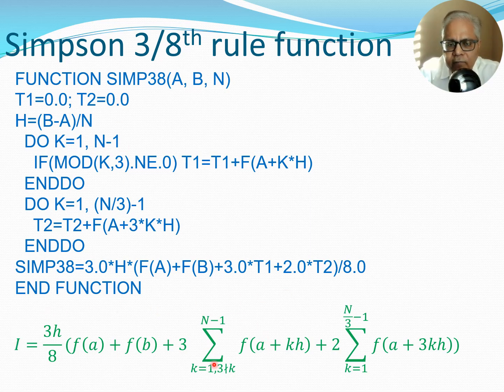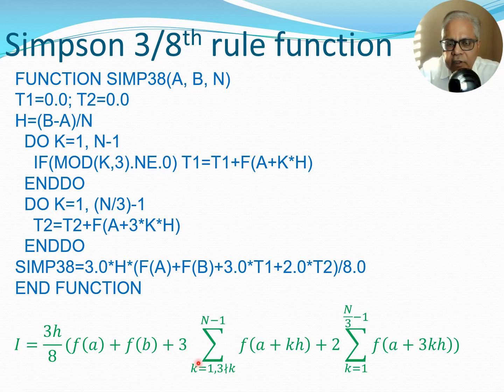Now I am going to define these two summations as two terms t1 and t2, and I'm going to set these to 0. h is (b minus a) by n. Remember, n is coming in, a and b are coming in. These are the bounds on the definite integral. Then I have the first do loop which calculates t1 and the second do loop which calculates t2.